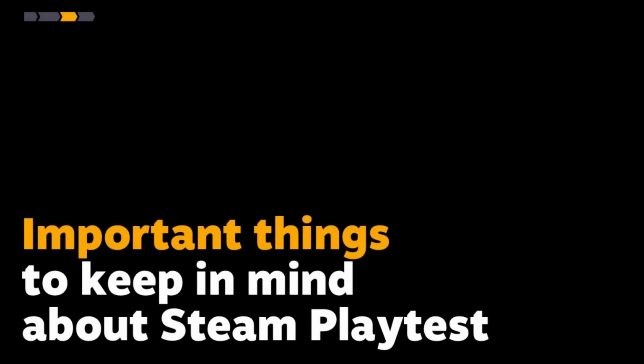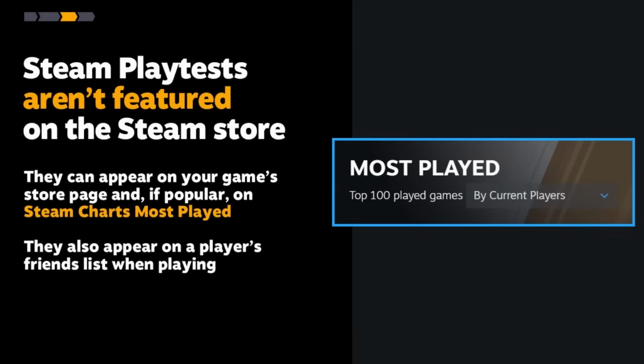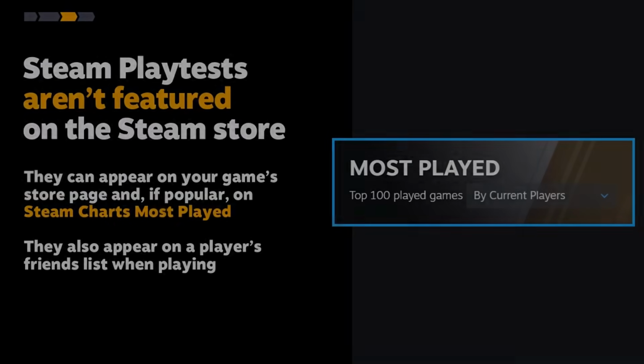Here are some other important things to keep in mind about the Steam Playtest feature. First, Steam Playtests aren't featured on the Steam Store in any way. They can appear on your game's store page if you have it configured that way, and if they become really popular, they can also appear on Steam Chart's Most Played. Playtests will also appear on a player's friends list when they're playing it, so that's another way for players to discover playtests that their friends are playing.